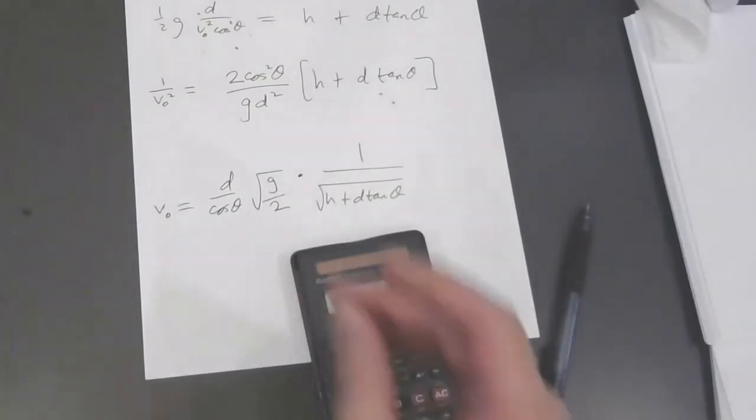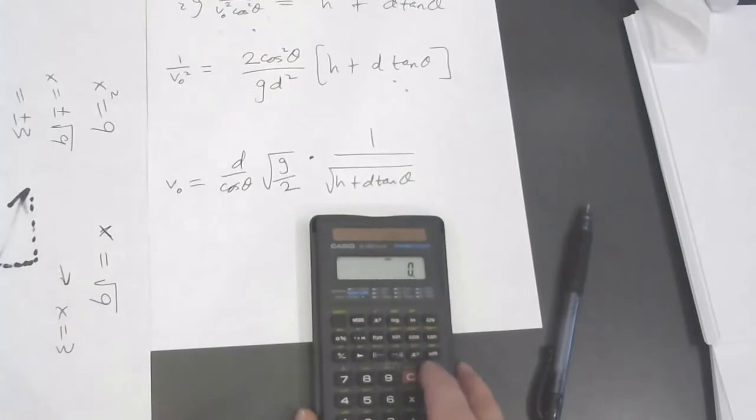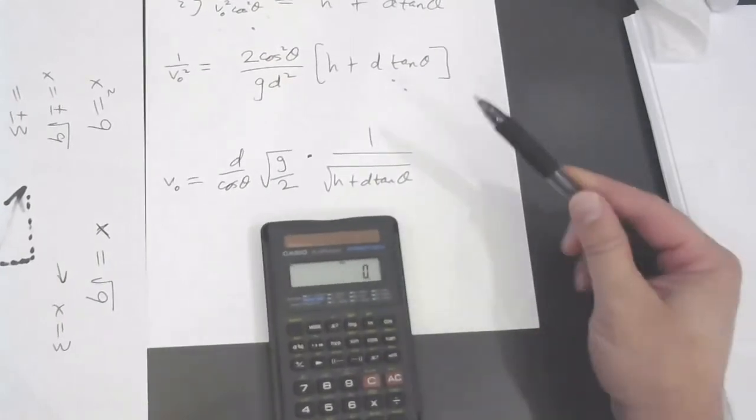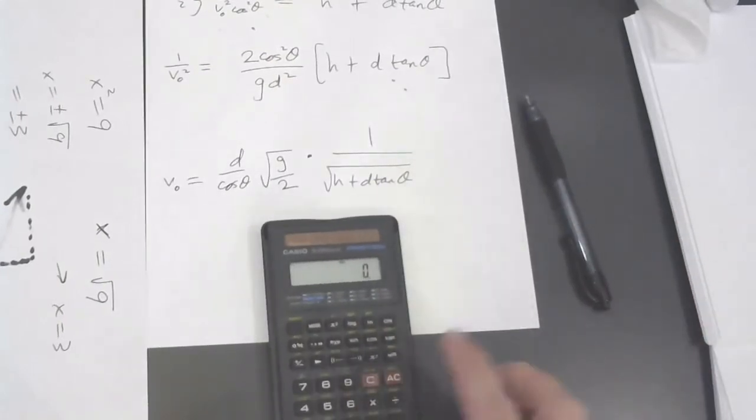All right. Let's see if I can get my order of operations correct. Here's what I'll do. I'm going to evaluate the denominator, and then I have this 1 over x button that I'll use.